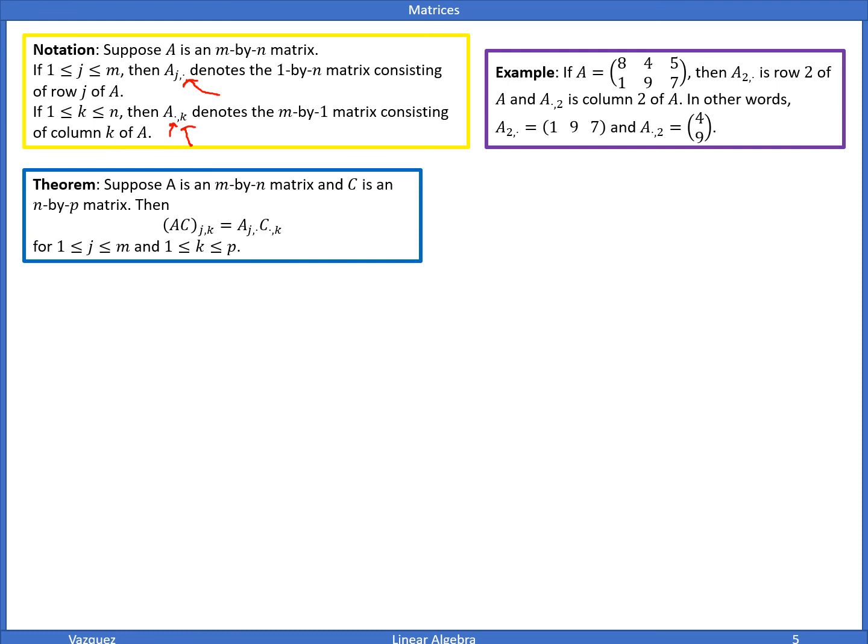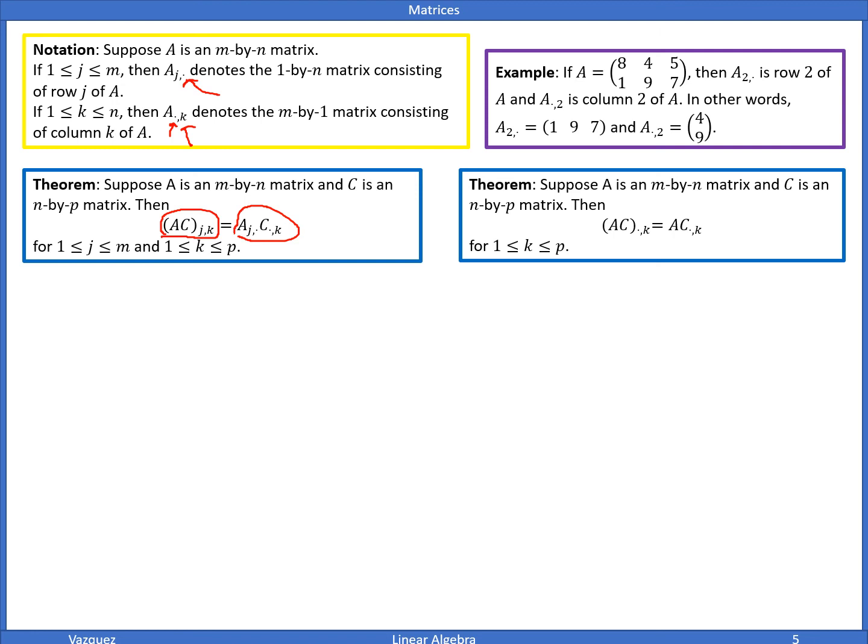So we have a theorem. Suppose A is an m by n matrix, oh, sorry, and C is an n by p matrix. Then A times C, these components are just equal to the jth row of A times the kth column of C. And you're like, wait a minute, isn't that obvious? That just comes from definitions? You're exactly right. This proof really just comes from definitions. Pretty much by definition, you're done with the proof.